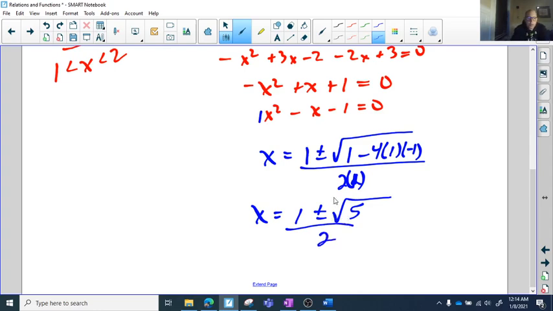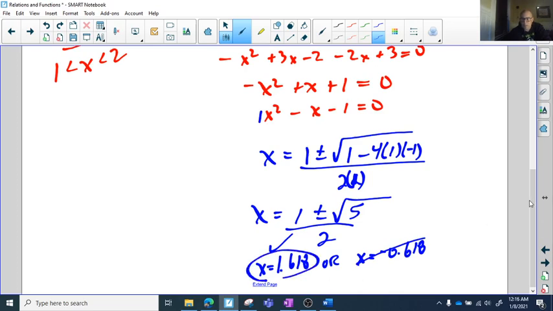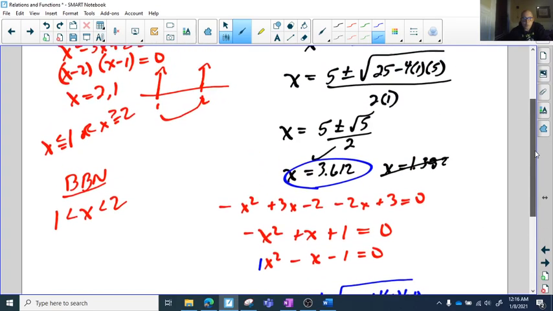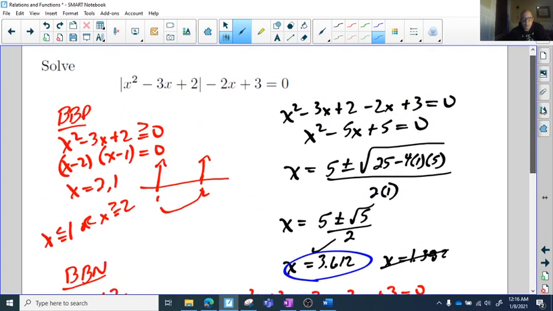Alright, so again, I'm going to take a break and get my calculator. Okay, so I'm back. I just calculated those two, and I got these two values again. Hopefully I punched it in properly. So I got 1.618, which is somewhere between 1 and 2. That one's a good answer. I got negative 0.618, which is not somewhere between 1 and 2, so that is extraneous. I throw it away. So I got that answer out of that one, and that answer out of that one. So I ended up with 2 possible solutions for this.